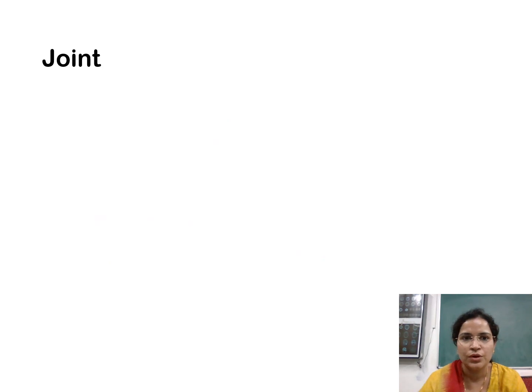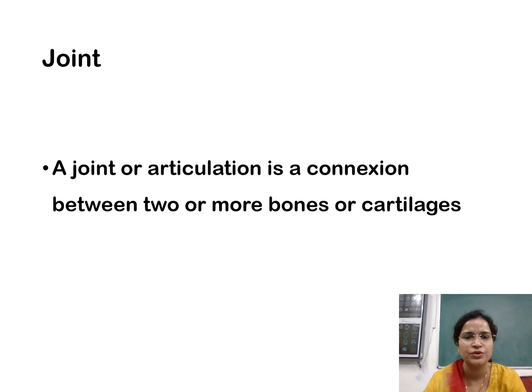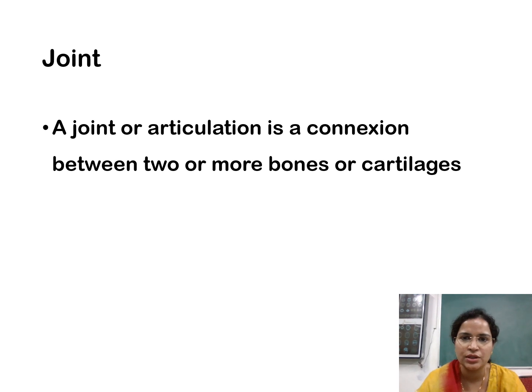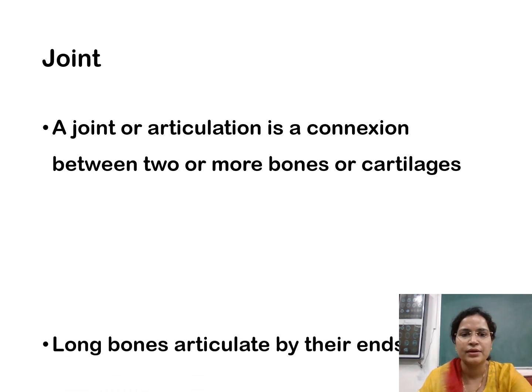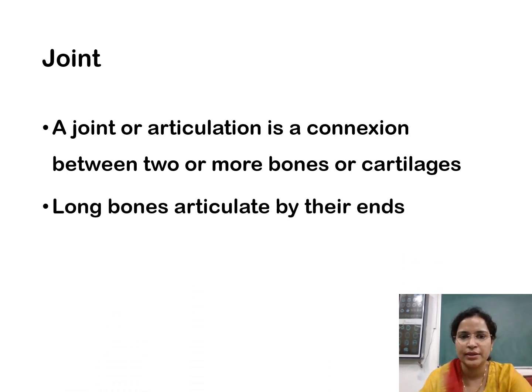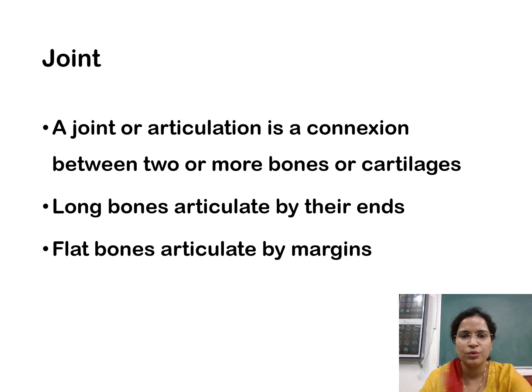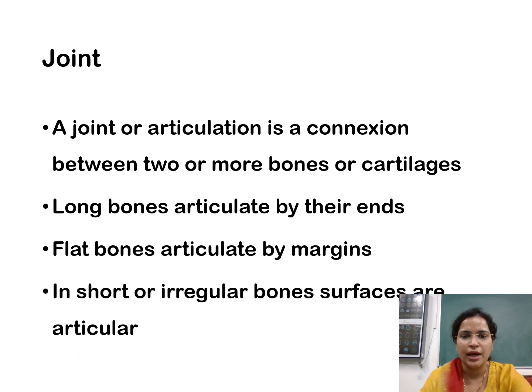So now joint, what is the definition of joint? Joint or articulation is connection between two or more bones. Long bones articulate by their ends, flat bones articulate by margins, and short or irregular bones articulate by their surfaces. That means long bones articulate by their ends, flat bones like skull bones articulate by their margins.